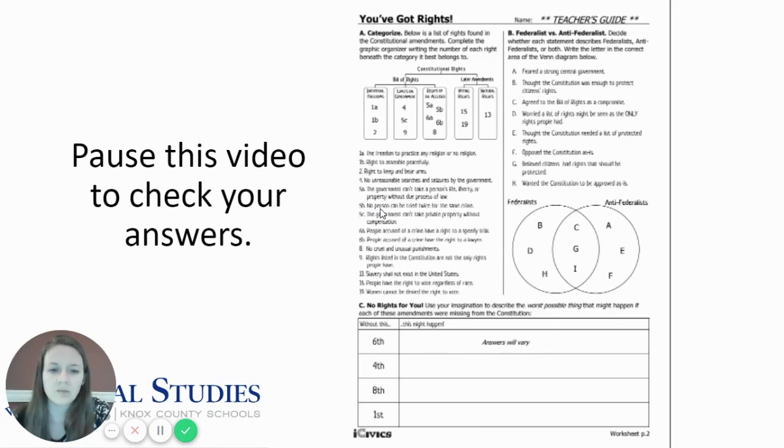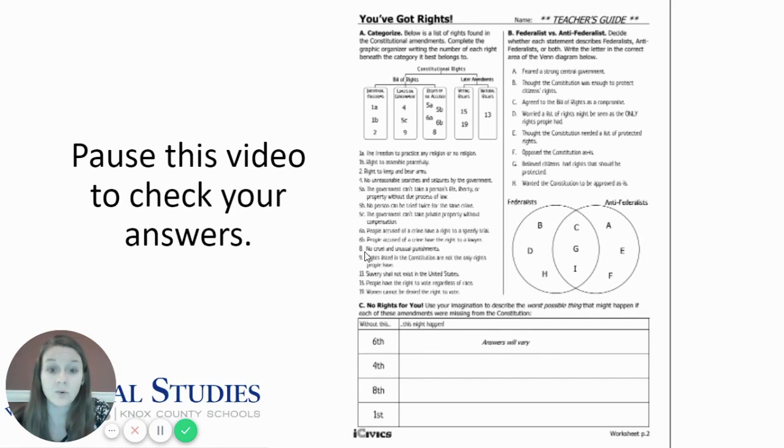5B says no person can be tried twice for the same crime. That is also going to go into the rights of the accused category. And then 5C says the government can't take private property without compensation. That will go into the limits on government category. 6A says people accused of crimes have the right to a speedy trial. That will go into the rights of the accused. 6B says people accused of crimes have the right to a lawyer. That will also go into the rights of the accused.